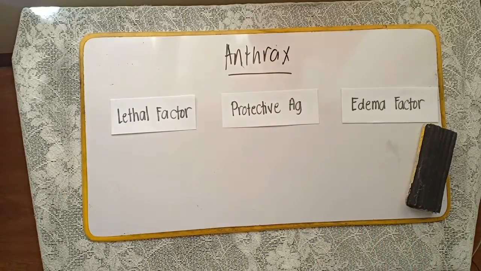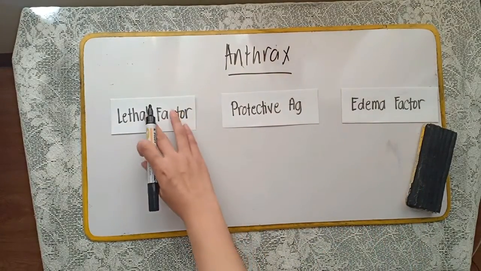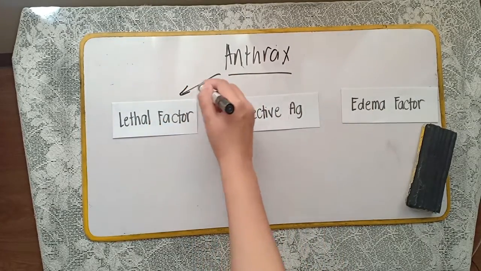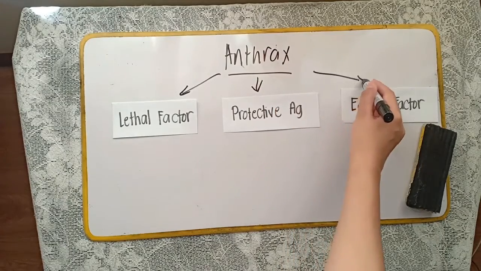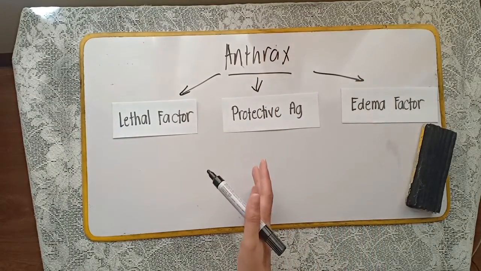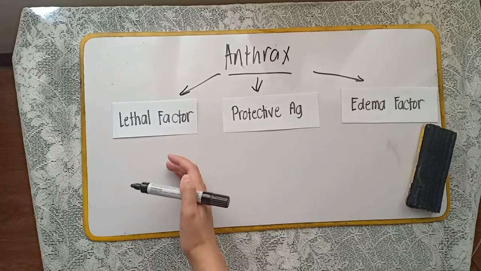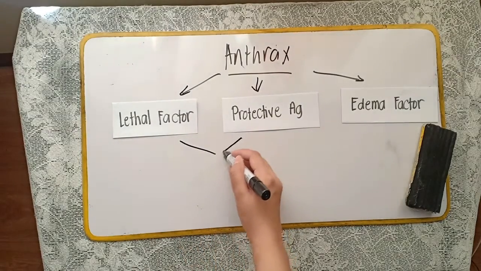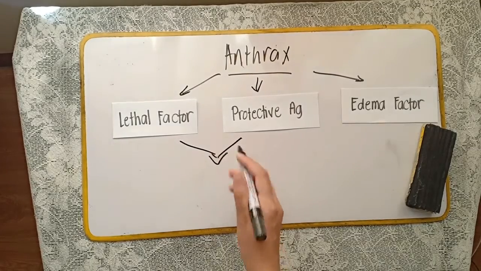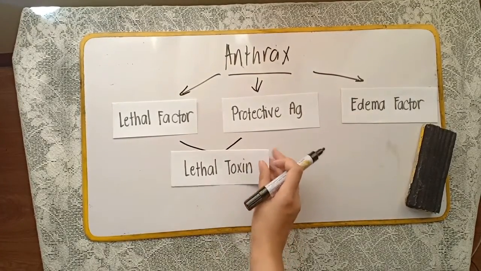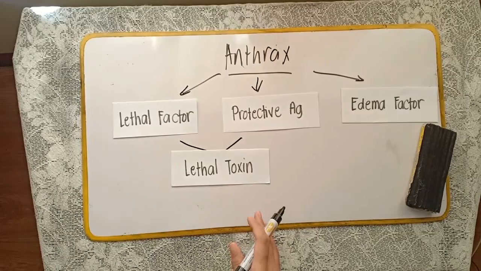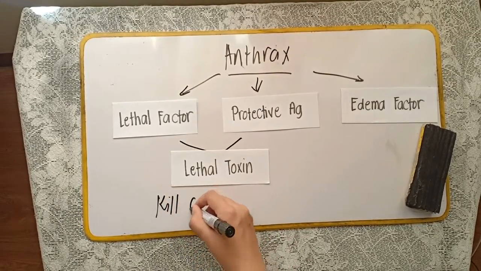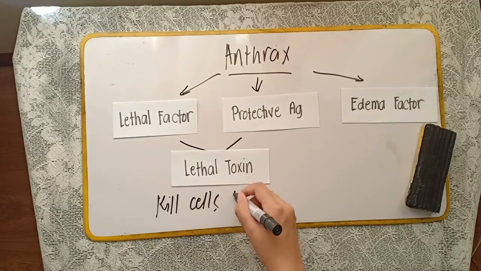So for example, this is your lethal factor. Again, these three are the exotoxins produced by your anthrax bacillus. Now, when your lethal factor and your protective antigen come together, they will produce what we call the lethal toxin. The main action of this lethal toxin is to kill the cells or tissues inside the body.